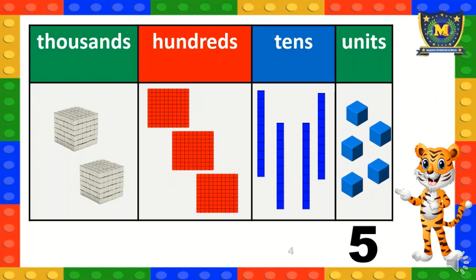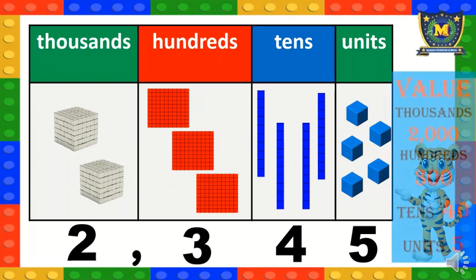And for tens we have here 4 rods, and for hundreds we have here 3 flats, and for thousands we have here 2 cubes. Is our answer final? Yes, you're right. It's not. What's missing? It's the comma. Now let's see the value for each digit.